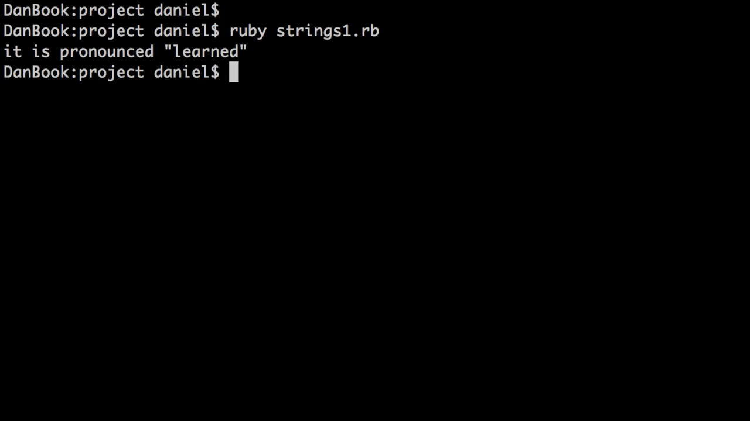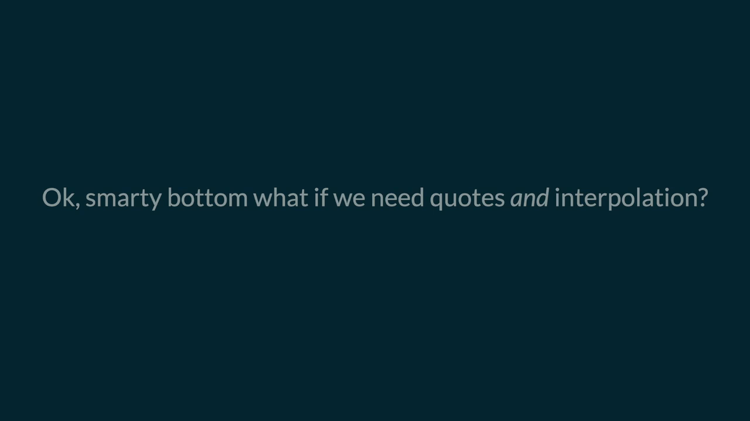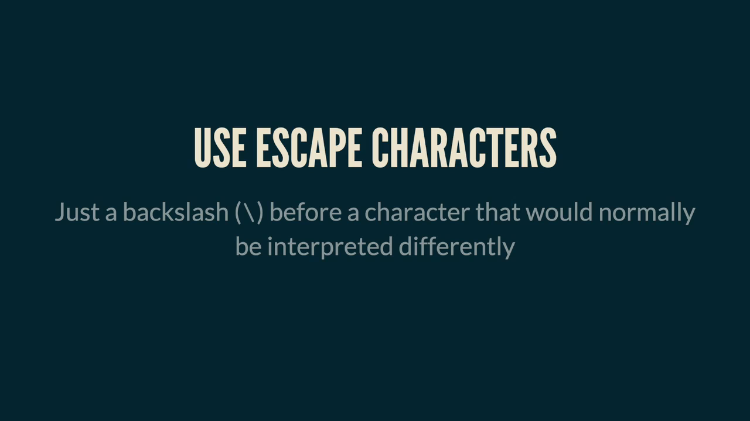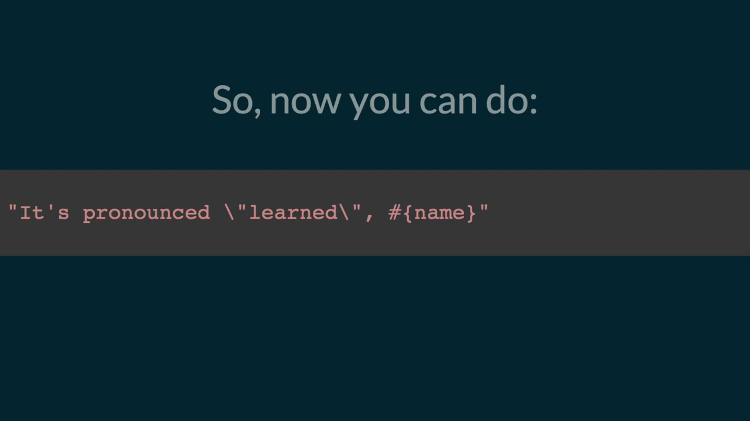Okay, so what happens if we need quotes and interpolation inside our string? Well, in this case, we have to use escape characters. So an escape character is just a backslash before any other character that would be normally printed out differently. Let's have a look. So now you can do something like this. It's pronounced learned inside double quotes now.